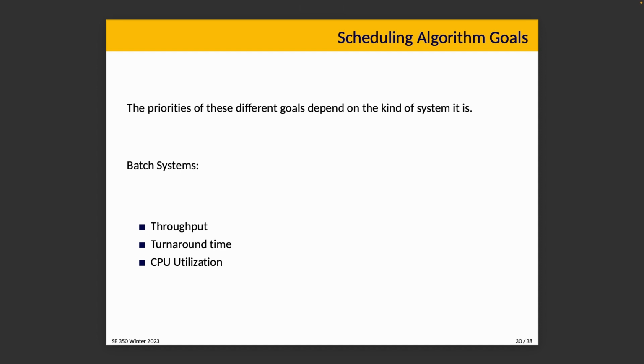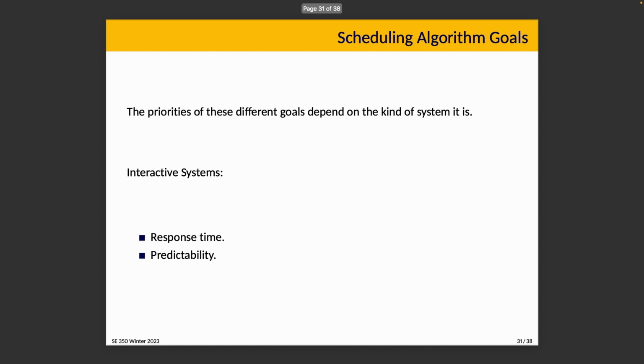For batch systems, and batch systems are the kind of thing where you submit work and then it's processed and then the result is sent to you later, we care a lot about throughput, we care a lot about turnaround time, we care a lot about CPU utilization, right? We're trying to maximize the usage of the resource, where the resource is the computer, and so accomplish the most amount of work that we can accomplish in this time, and also get it back to you as quickly as possible.